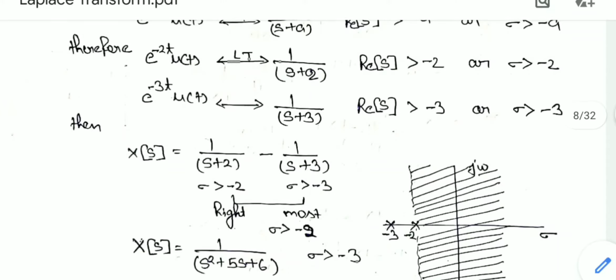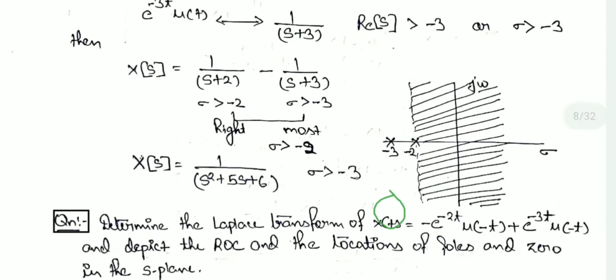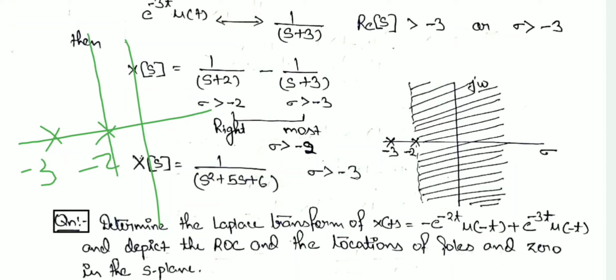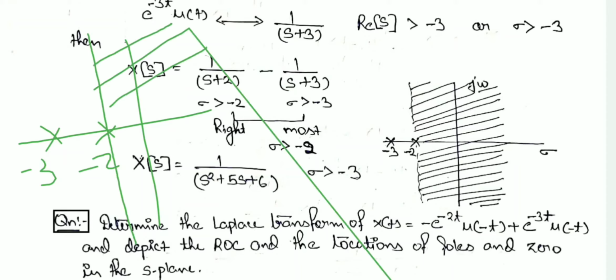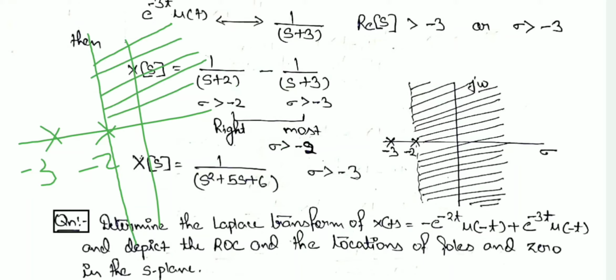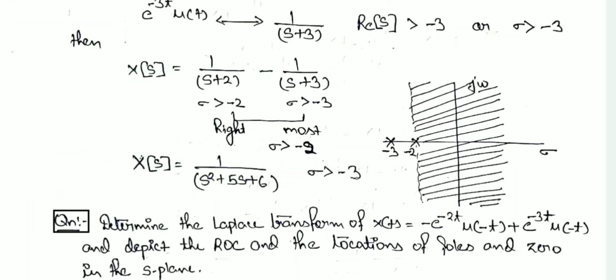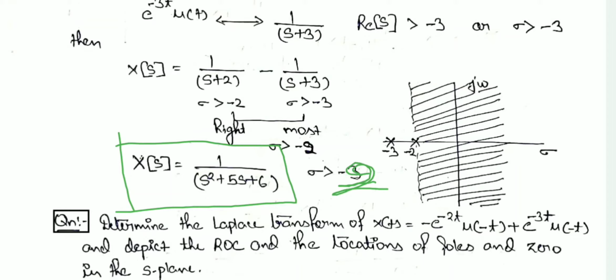In short, if the signals are both right-sided, then we consider only the rightmost pole. The rightmost pole is minus 2, and the overall ROC is sigma greater than minus 2. Therefore, when we combine them, the Laplace transform of this signal becomes 1 upon s squared plus 5s plus 6, and the overall ROC is, sorry, it is mistakenly printed here, sigma greater than minus 2.